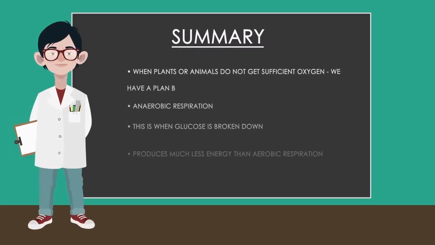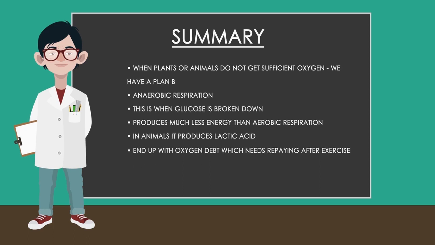So you should now know that when our heart and lungs cannot keep up with the oxygen requirement and do not have access to sufficient oxygen, we have a plan B, anaerobic respiration. This is when the glucose is broken down directly, but it produces much less energy than aerobic respiration, which is why this is the second choice. And in animals, it produces lactic acid as a byproduct, which causes muscle cramps. And so we end up with an oxygen debt, which needs repaying after the exercise stops.